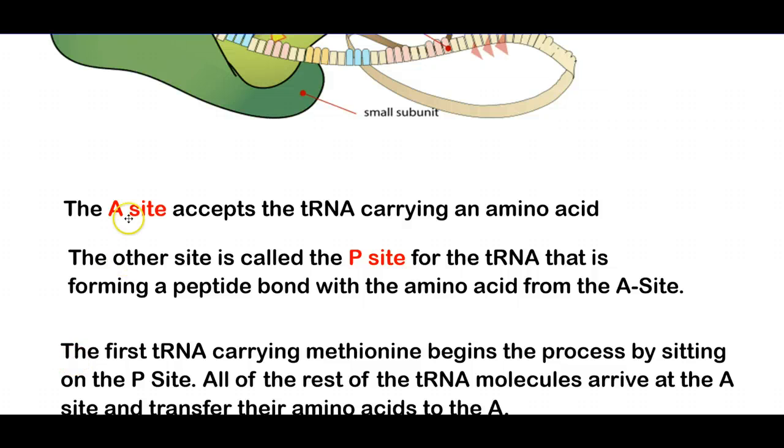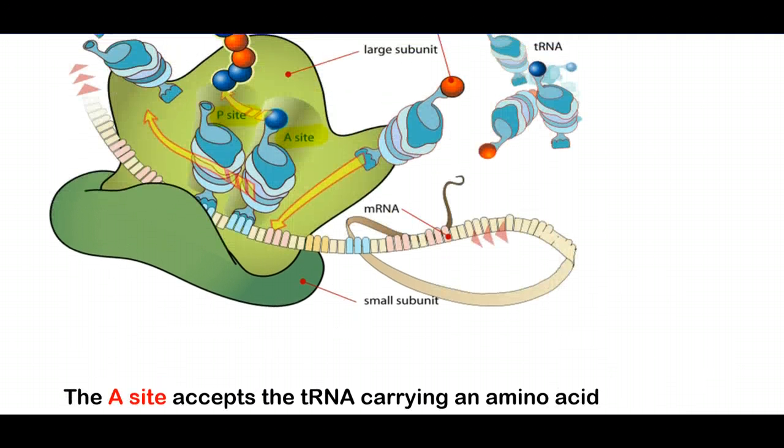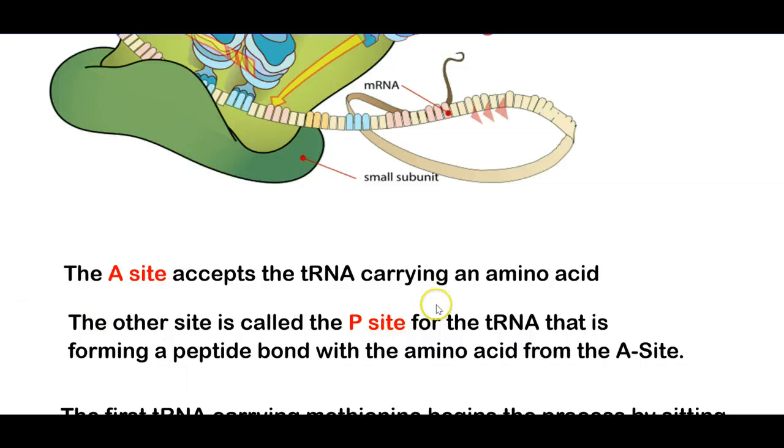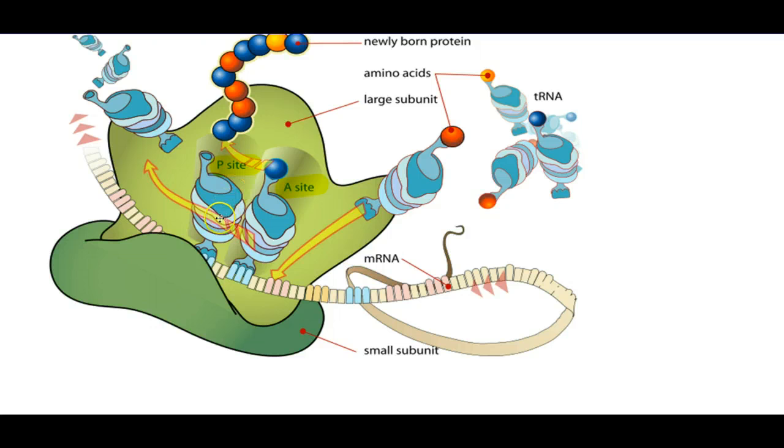So there's specific jobs. The A site on our ribosome accepts the incoming tRNA that carries the next amino acid to be delivered. The P site is for the tRNA that is forming the peptide bond with the amino acid from the A site. So basically the P site is there to form that bond for the next incoming amino acid. So this comes in, delivers its amino acid, then it leaves. The next one comes in to the A site, delivers, joins, then leaves.